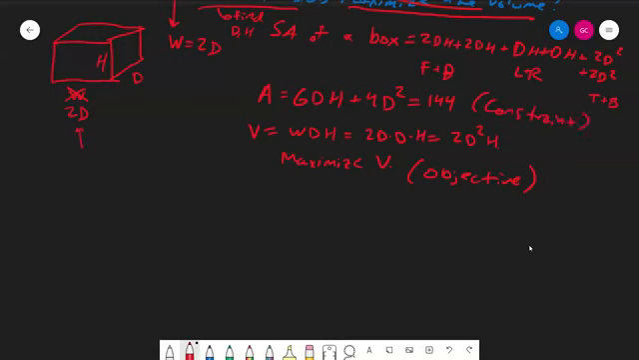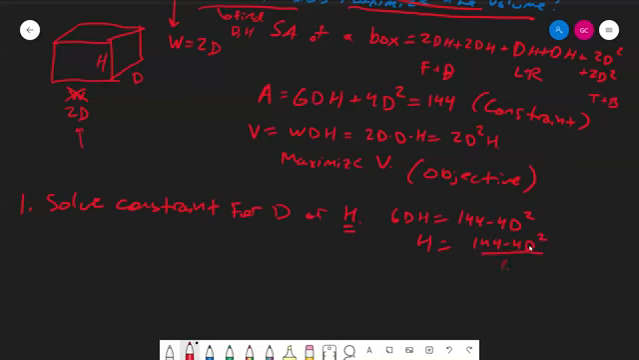So let's do what we always do now. We're going to solve the constraint for one of the variables. So for d or for h. Well, in this case, our constraint equation has h in only one spot, which is going to make it much easier to solve for h. So if you just subtract 4d squared from both sides, we get 6dh is 144 minus 4d squared. And so h is 144 minus 4d squared all over 6d.